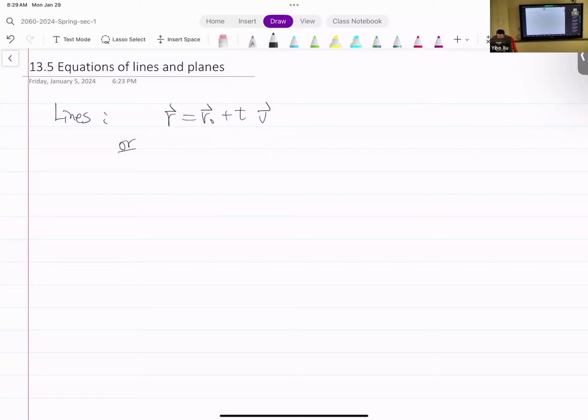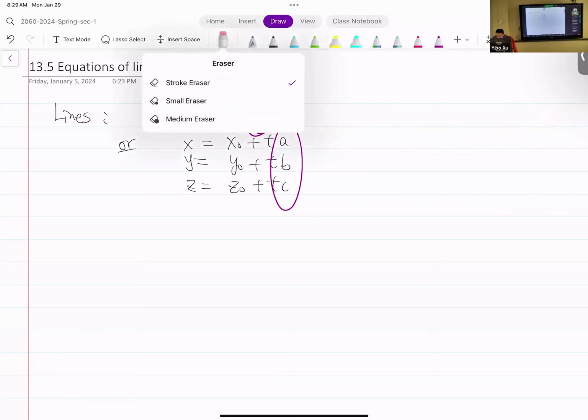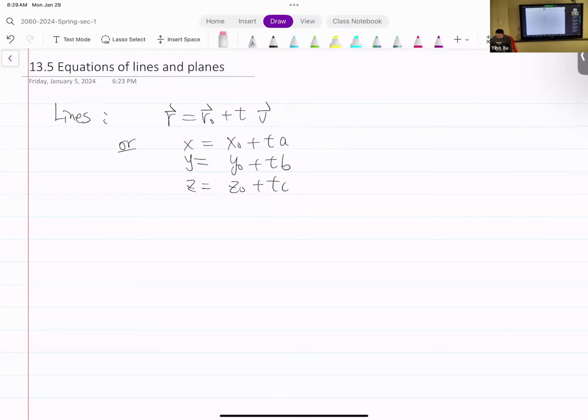You can also write it as another form, where r is represented as x, y, z. This is just saying the x component is x0 plus ta, the y component is y0 plus tb, and the z component is z0 plus tc, where a, b, c is just the vector v along the direction of the line.